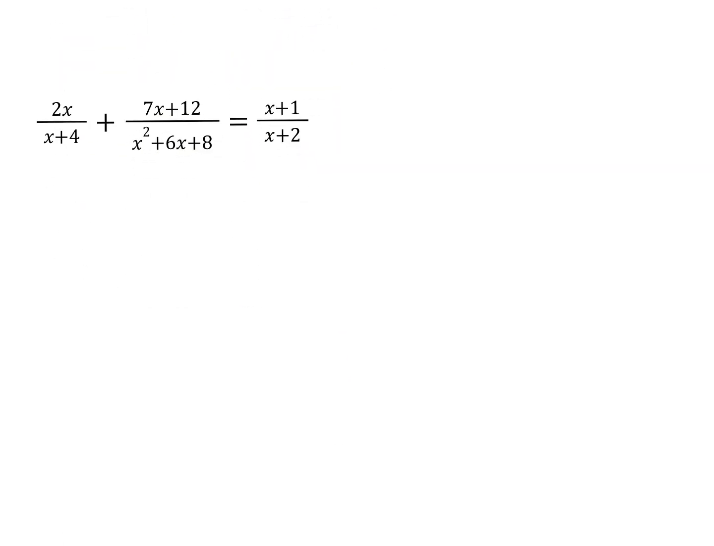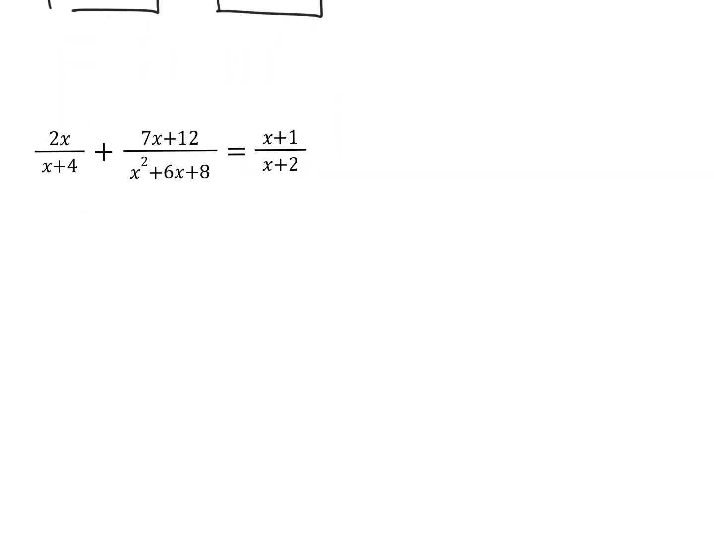For our last example, we have 2x over x plus 4 plus 7x plus 12 over x squared plus 6x plus 8 equals x plus 1 over x plus 2. So when I factor x squared plus 6x plus 8, it is going to factor as x plus 4 times x plus 2. So that tells me my LCD is x plus 4, x plus 2. So I'm going to go ahead and multiply my numerators by my LCD.